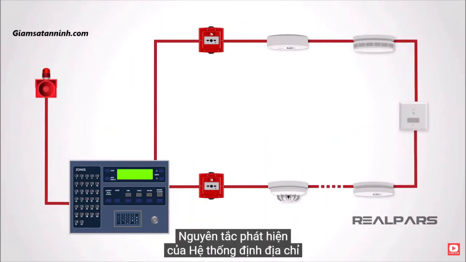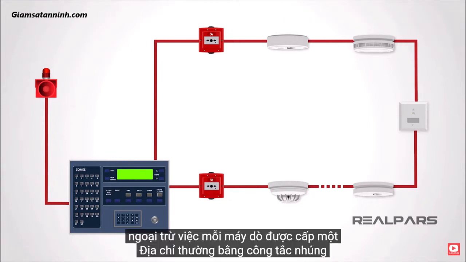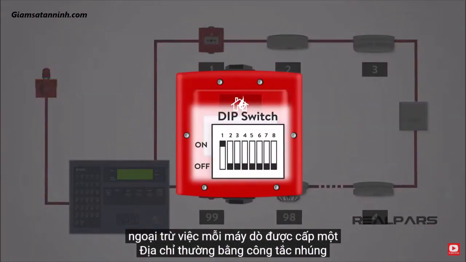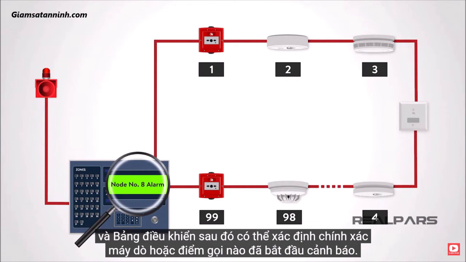The detection principle of an addressable system is the same as a conventional system, except that each detector is given a set address, usually by means of a dip switch. And the control panel can then determine exactly which detector or call point has initiated the alarm.